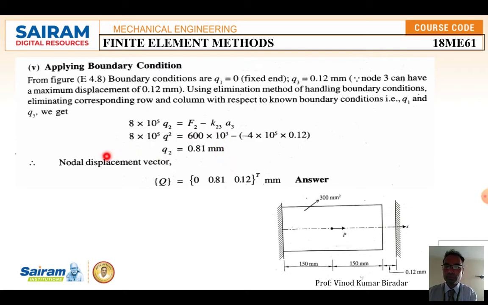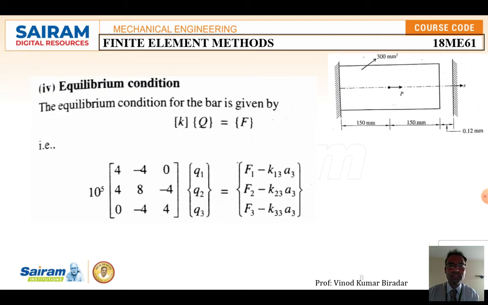Therefore the nodal displacement vector is Q equal to 0, this is Q1, and Q2 already calculated as 0.81, and this is the 0.12 they gave, transpose of that. Like this you have to calculate the boundary conditions in the distance gap problem. Here in the distance gap problem you have to consider it like this. This is the only trick, the remaining procedure is the same.